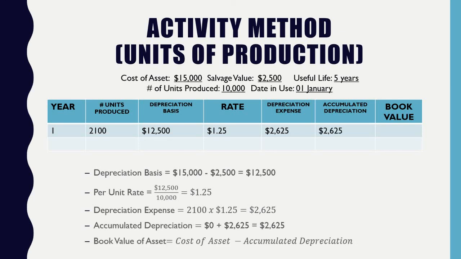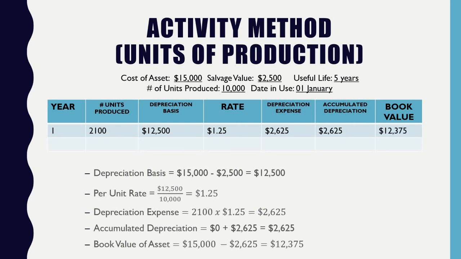Last but not least, we need to solve for the book value. What is the value that it holds now after a year has gone by? In this case, it's going to be your total cost of the asset minus your accumulated depreciation. So that would be 15,000 minus 2,625. Correct. Comes to 12,375. Good. See? Like I said, it's a lot of information, but it's an easy concept to apply. All right?